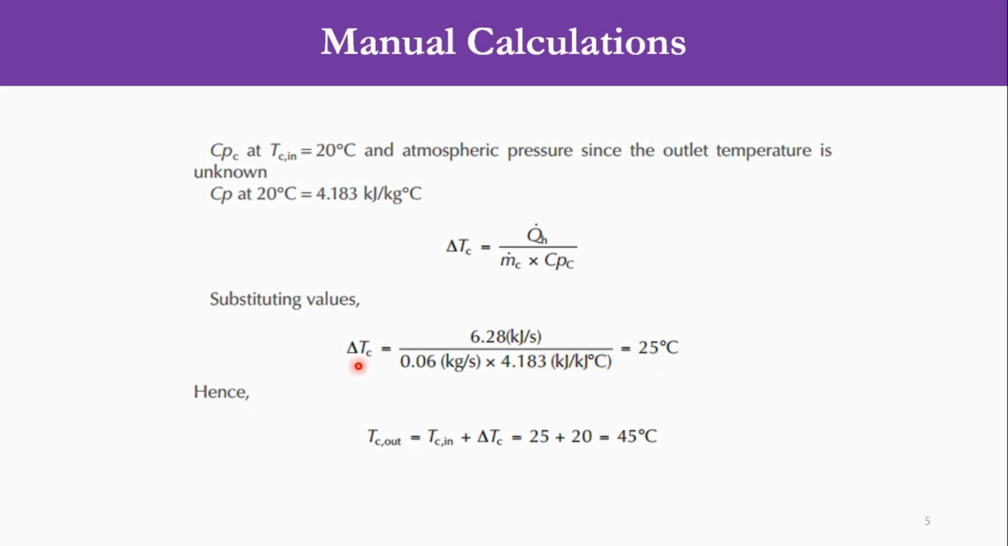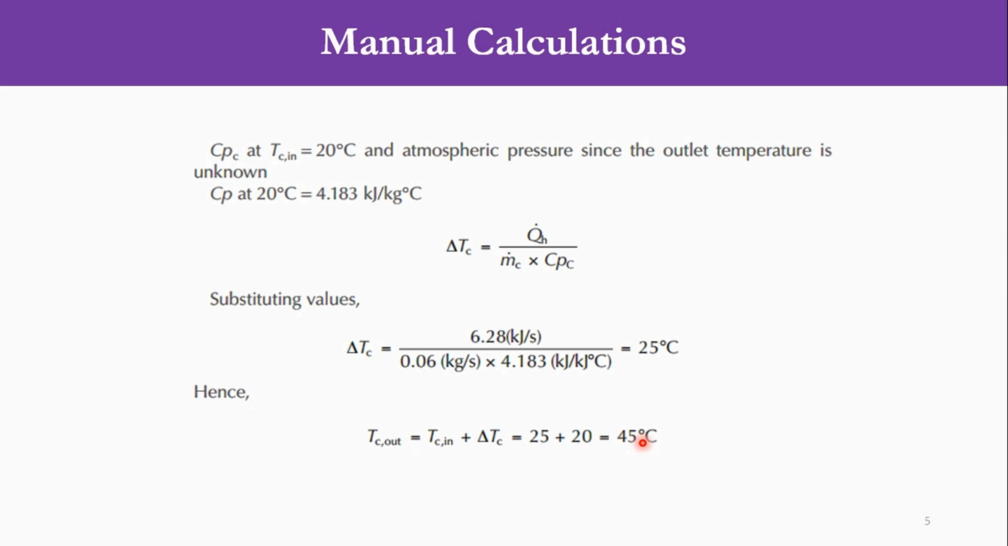Now that delta T of C is equal to T out minus T in, or T out is equal to T in plus delta T of C. Obviously, T in is 20 degrees centigrade, delta T is 25, so accordingly, the cold water outlet temperature from the heat exchanger after exchanging heat with the hot stream is 45 degrees centigrade. We have applied material balance, we have solved it, and we found out the temperature to be 45 degrees centigrade.